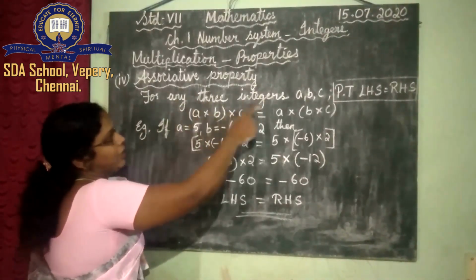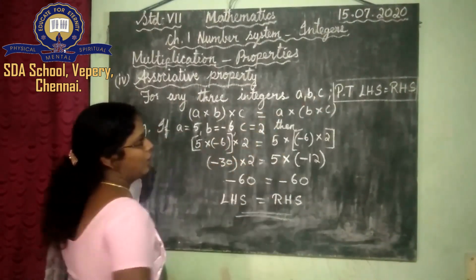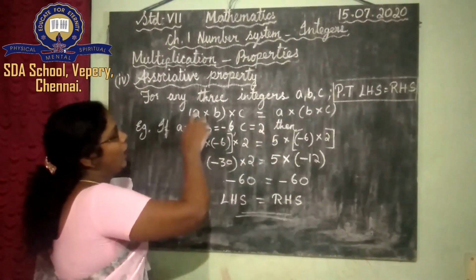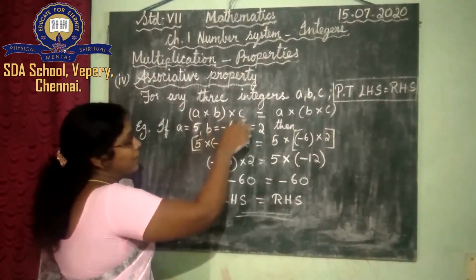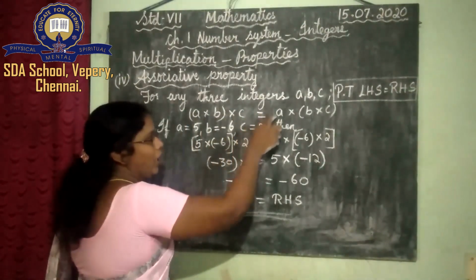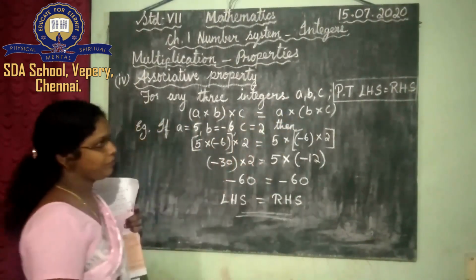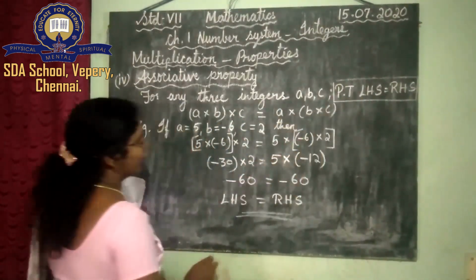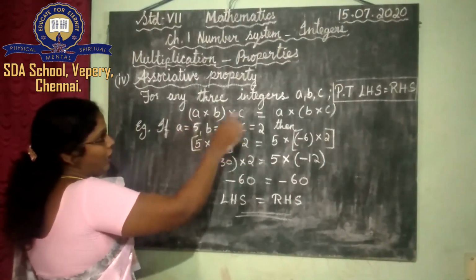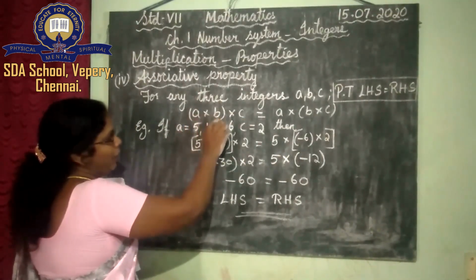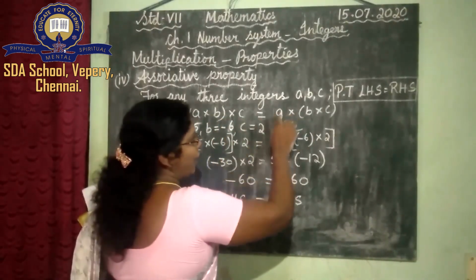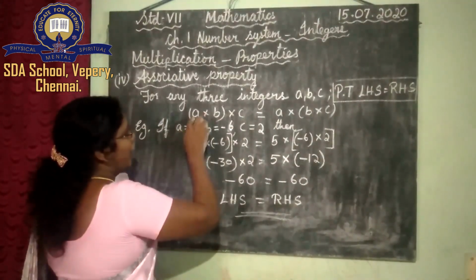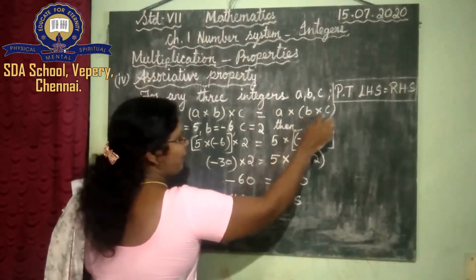For any three integers a, b, c, we have to prove that a into (b multiplied by c) is equal to (a multiplied by b) into c. We have to prove LHS is equal to RHS. LHS means left hand side: a into (b multiplied by c). Right hand side: (a into b) into c. Here I associated a and b, here I associated b and c.